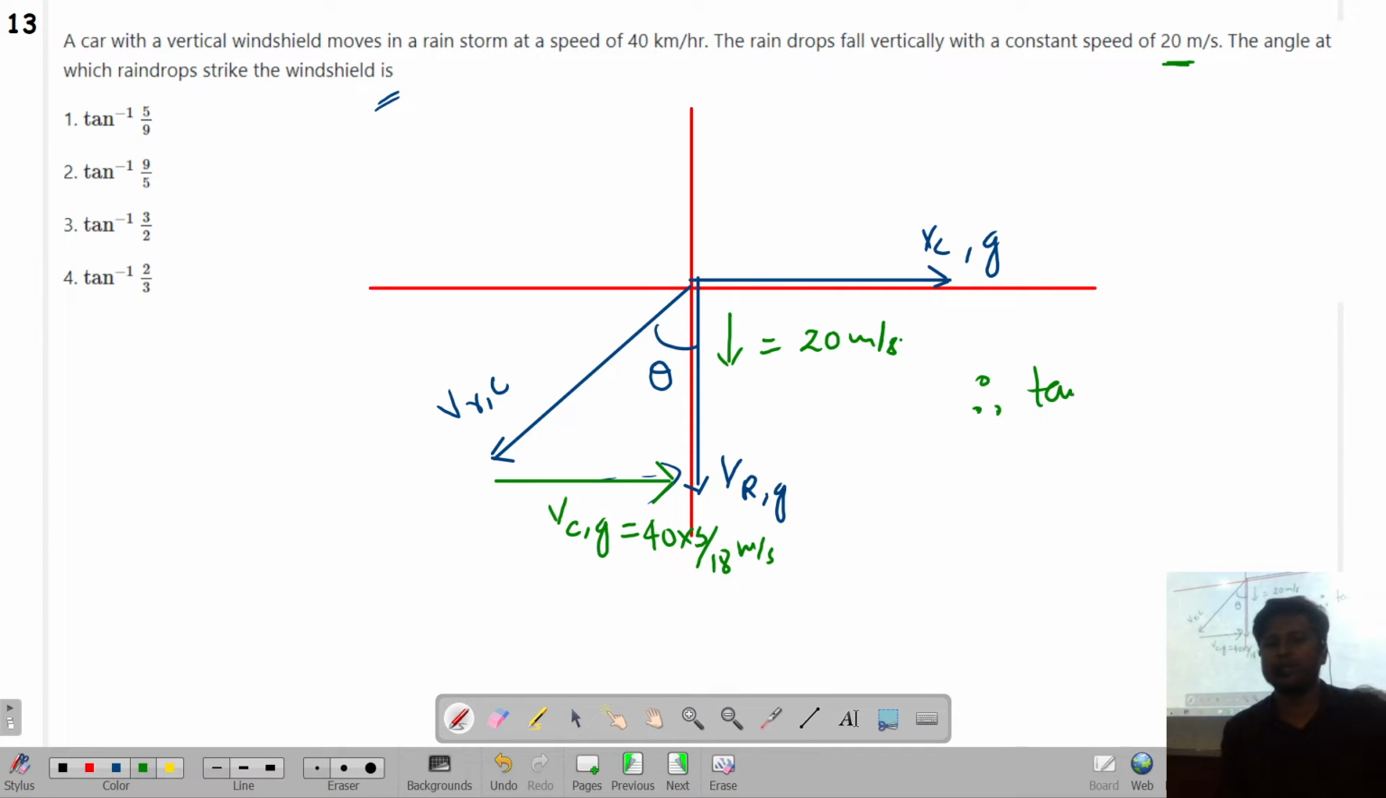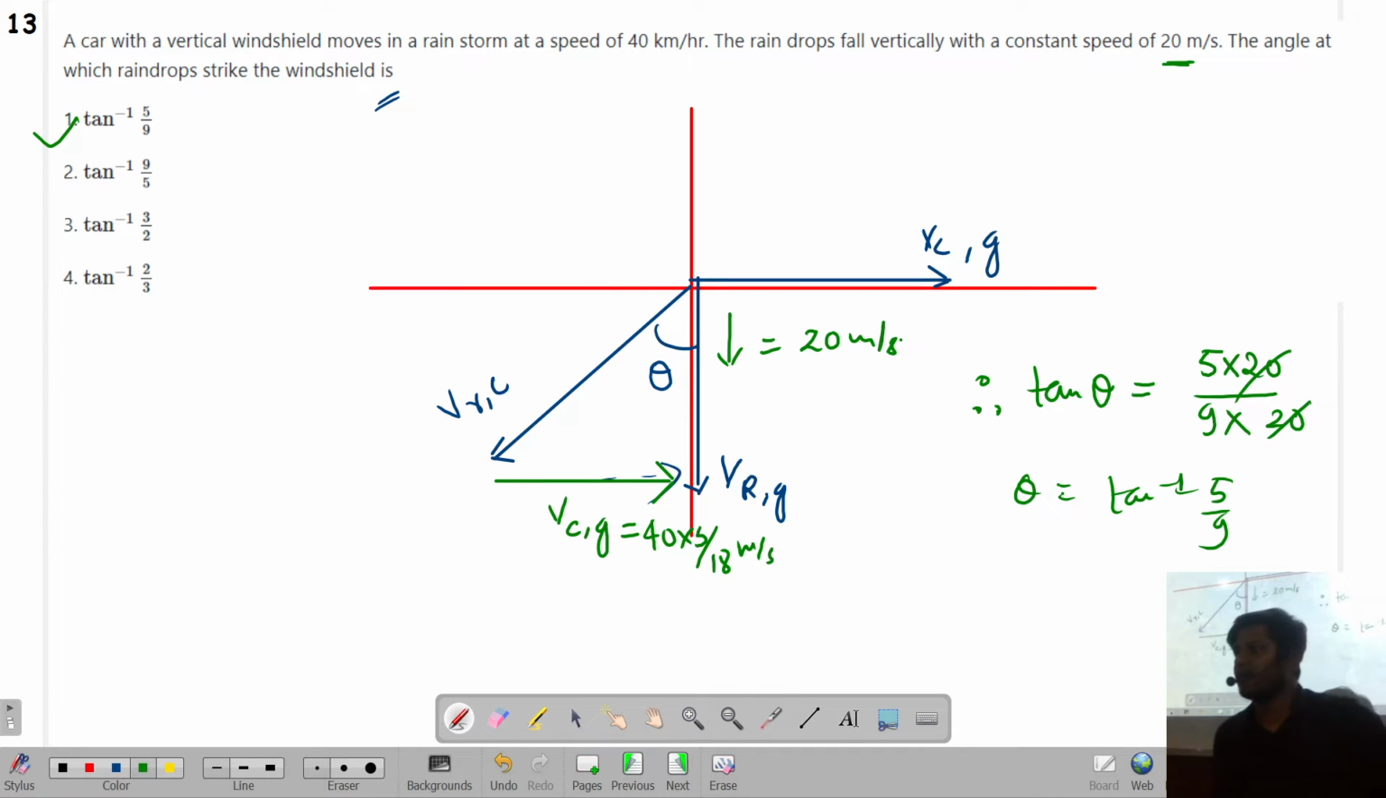Can you calculate tan theta or not? Tan theta is going to be perpendicular component by base. What is perpendicular? 40 into 5 by 18, that is 5 into 20 by 9. What is the base component? 20. The 20 got cancelled. Theta is how much? Tan inverse 5 by 9. Got it or not? Easy peasy. Are you able to get me or not?